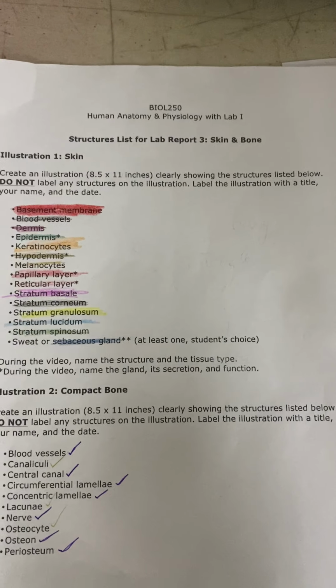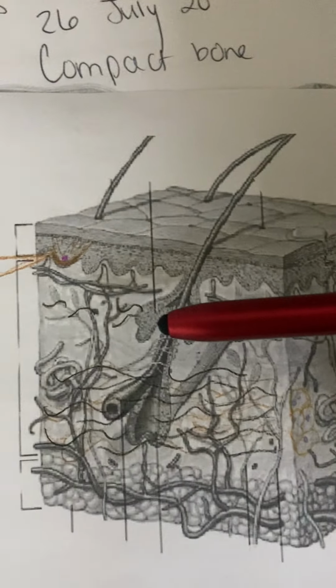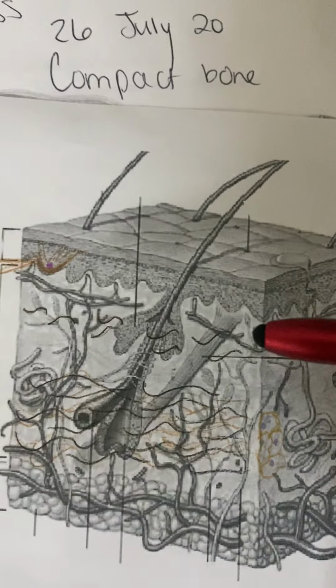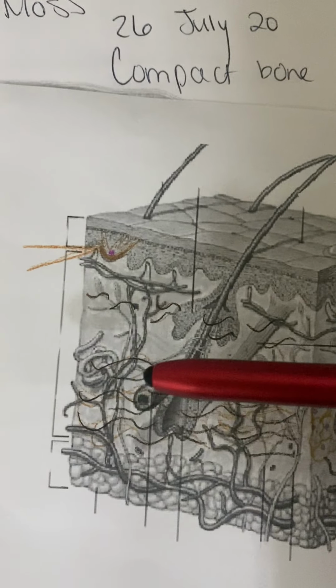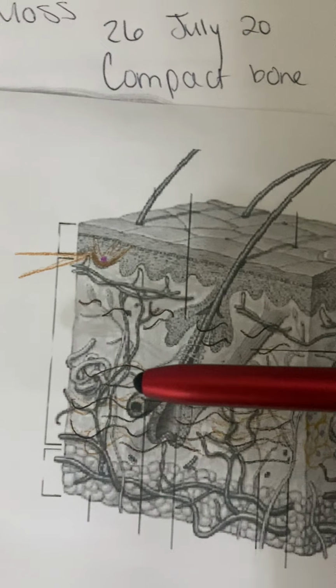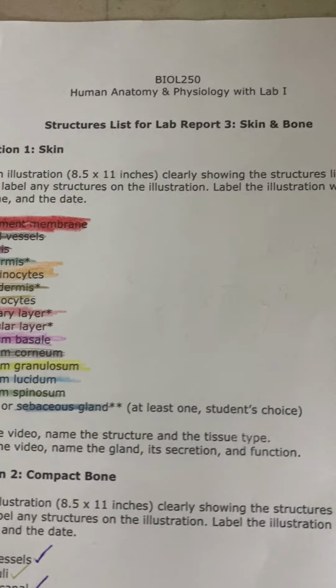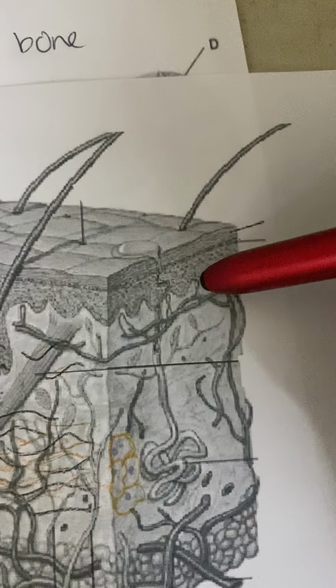The next one is the papillary layer, which is the top layer of the dermis. And it says its tissue type, I have to state, would be loose connective tissue. And then the next one is the reticular layer, which has irregular connective tissue. I don't know if you can see the difference in the tissue that I drew. That's also on the dermis. Okay, the next one is the stratum basale, which is this line right here. Sorry, it's a little blurry, but it's that line there.